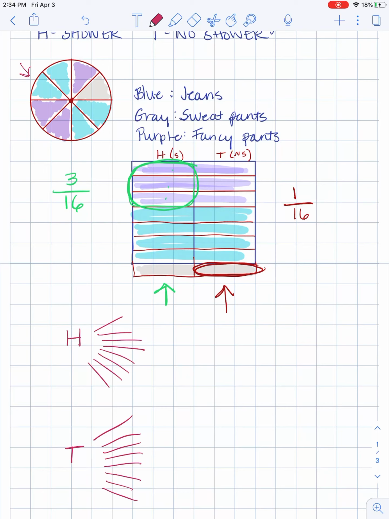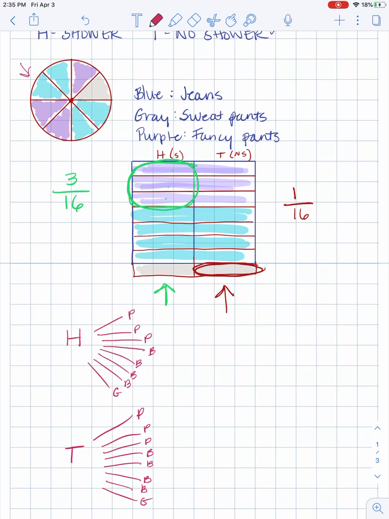And then for each of these, we need to label what the possibilities are, right? There are 3 chances that it will land on purple. There are 4 chances it will land on blue. 1, 2, 3, 4. And there's 1 chance it will land on gray. And then same down here: purple, purple, purple, blue, blue, blue, blue, and gray.